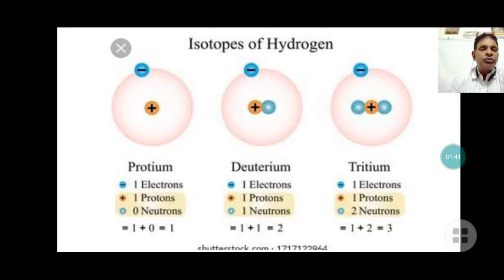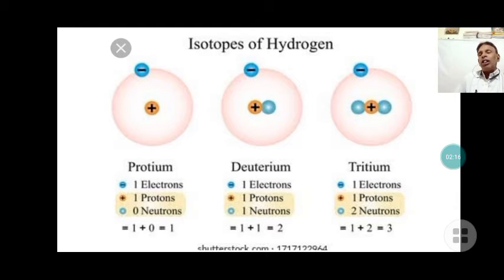Now look here, in the case of deuterium, it possesses 1 electron, 1 proton and 1 neutron. So the mass number of deuterium is 2. And in the case of tritium, it contains 1 electron, 1 proton and 2 neutrons. Therefore, the sum of the nucleons, 2 neutrons plus 1 proton, becomes 3. So the mass number of tritium is 3. The atomic number of protium, deuterium and tritium is 1 in all three cases, but their mass numbers are different.